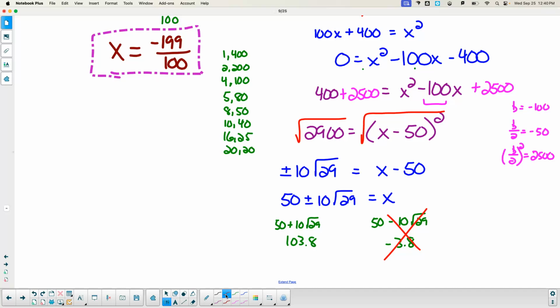So my only answer here, it's not plus or minus, and if this were a test question, wink, wink, nudge, nudge, and people put plus or minus, they would be wrong.